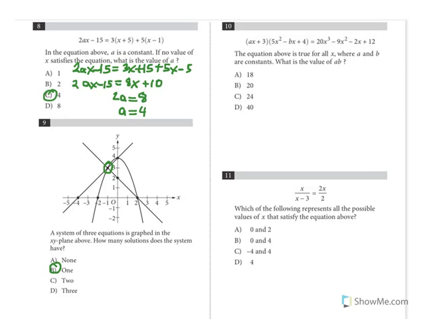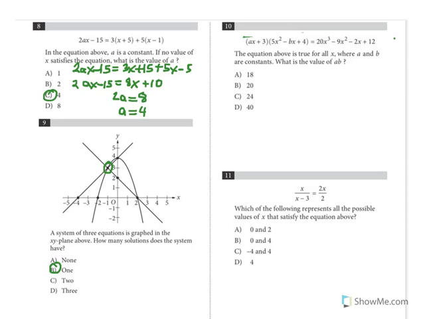All right, (ax + 3)(5x² − bx + 4) = 20x³ − 9x² − 2x + 12. The equation above is true for all x, where a and b are constants. What is the value of a times b? Well, what we're going to have to do here is multiply those two to expand them and have them equal to our polynomial there on the right.